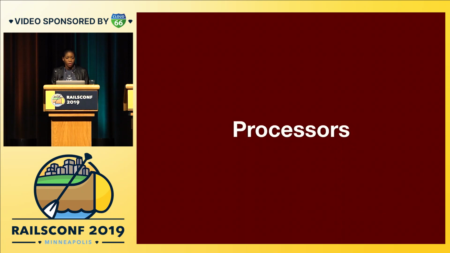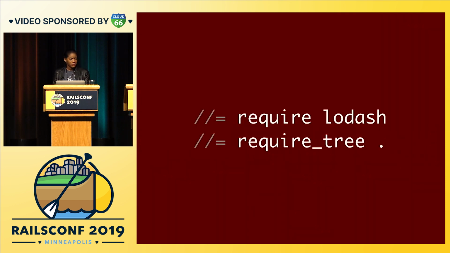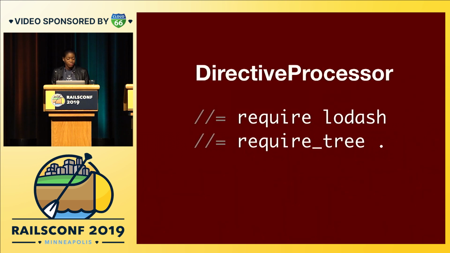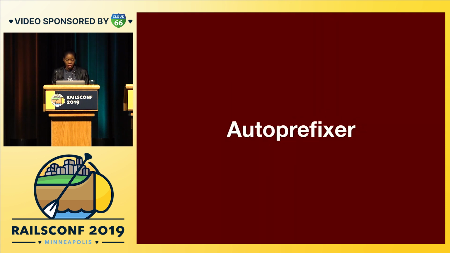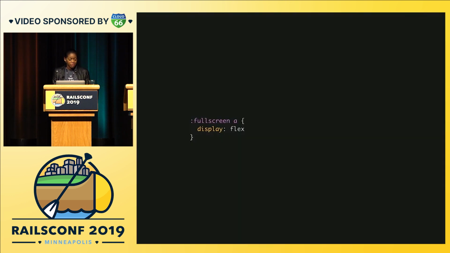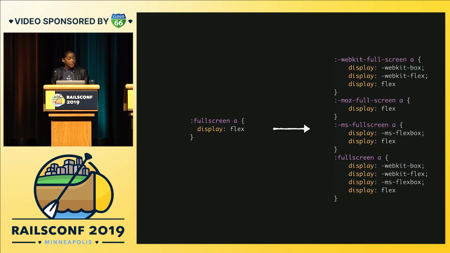So after transformers, we have processors. And there are 2 types of processors. There are preprocessors and postprocessors. Preprocessors are run when the file is loaded. Postprocessors are run after transformers. And if you remember these lines that we've talked about that are in application.js, that is actually handled by a preprocessor called the directive processor. That's the processor that's in charge of actually loading those files and concatenating them. Another example of a postprocessor would be Autoprefixer. And if you don't remember what Autoprefixer does, Autoprefixer takes CSS like this and expands it into that.